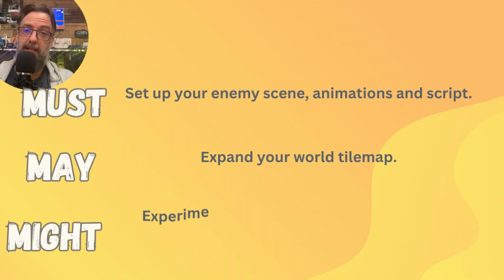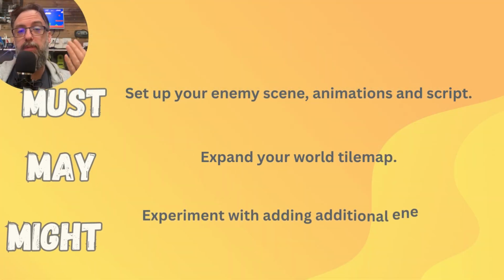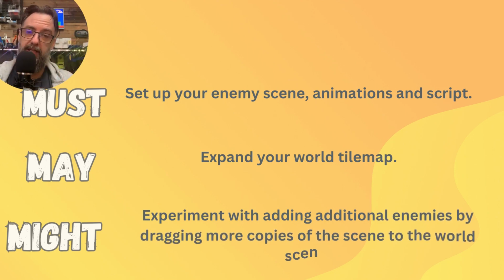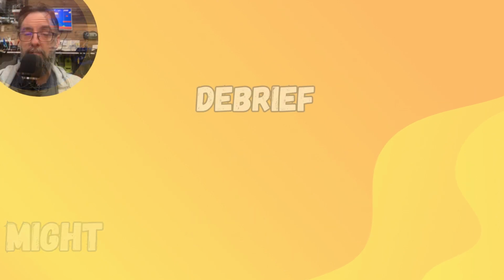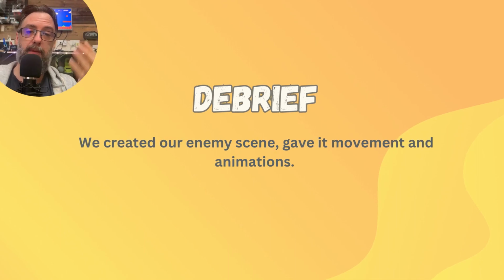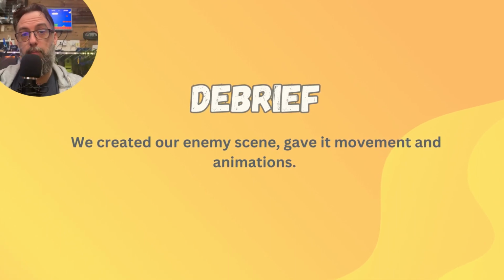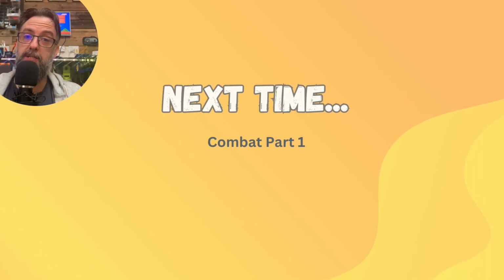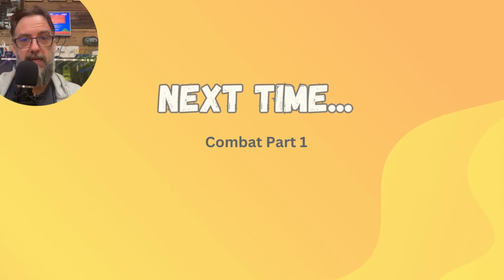What you must get done to keep up in this lesson is to get that enemy scene, script, and animation sorted. You may like to start expanding your tile map so you've got more of a level to play with. And something you might like to do is experiment with adding additional instances of the enemy into your scene. So to recap what we did today, well, we set up our enemy scene and gave it movement and animation. And next time we will start on our combat system. It's going to take a couple of lessons, but we'll get started on it in the next one.